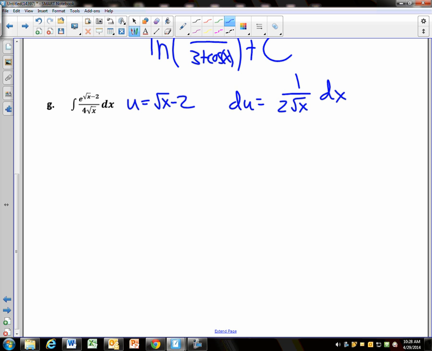Now, if du is 1 over 2 roots of x dx, that's almost like what I have there, except I need to multiply by 1 over 2. So 1/2 du is equal to 1 over 4 roots of x dx. Now I have my appropriate substitution. I set up my integral.